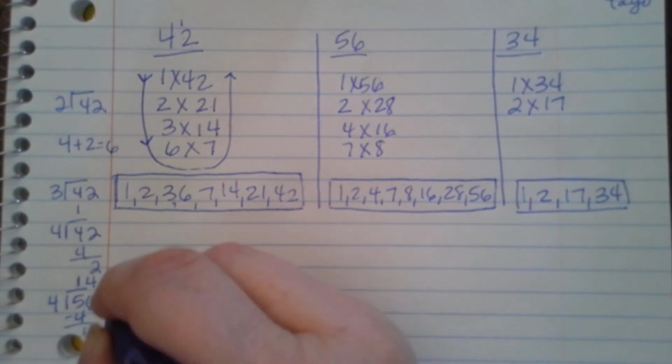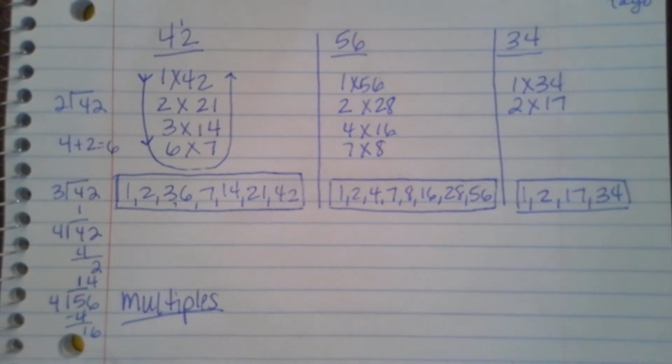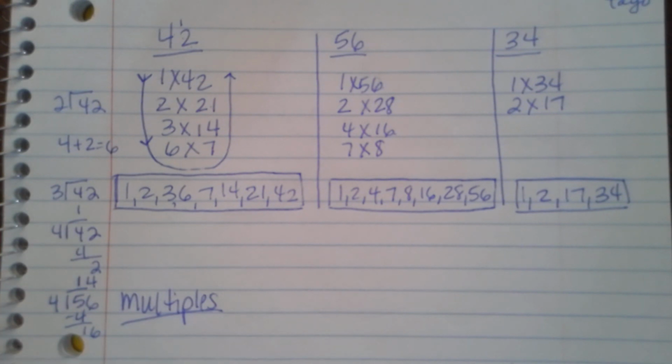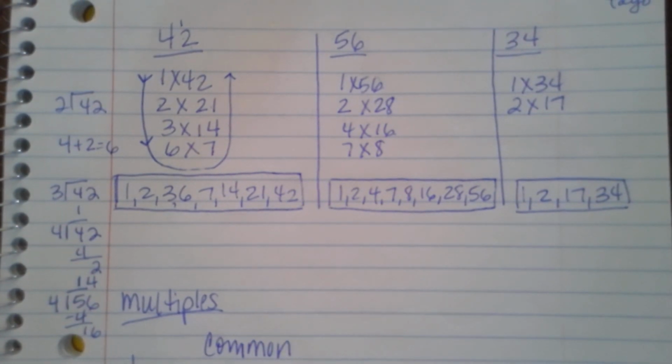What I would like for you to do, real quick, is work on some multiples. So let me give you 4 and 12. I want you to find the common multiples for 4 and 12. Y'all with me? All right, let's do that, and let's practice.